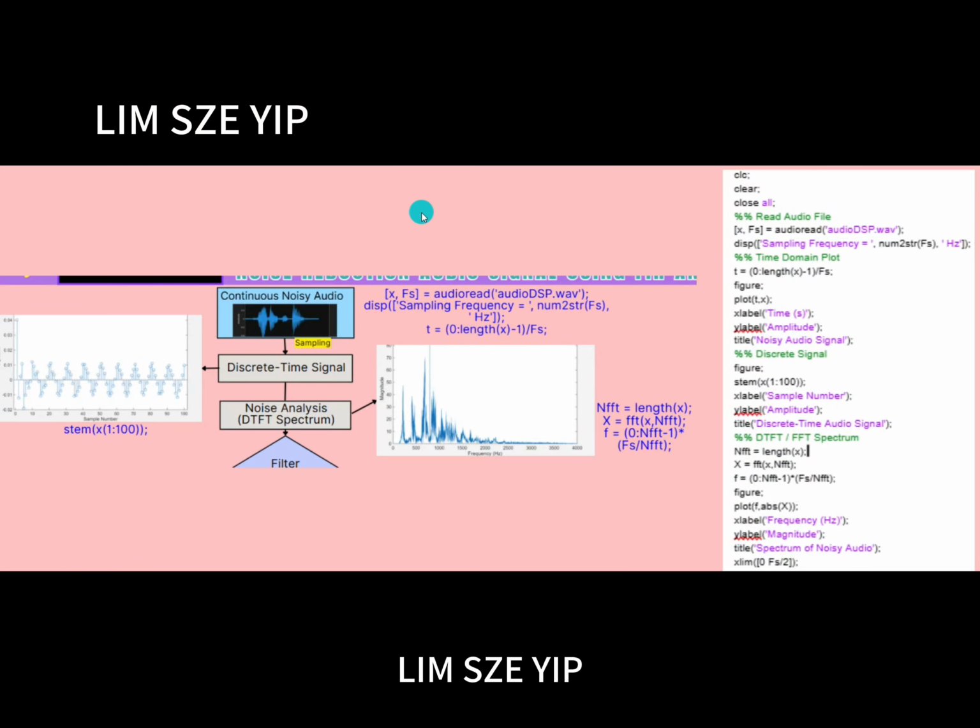Hi, my name is Limzi. So first of all, we'll be using this code, which is to load the noisy audio file into our MATLAB, and this will give us the discrete signal vector X and the sampling frequency Fs.